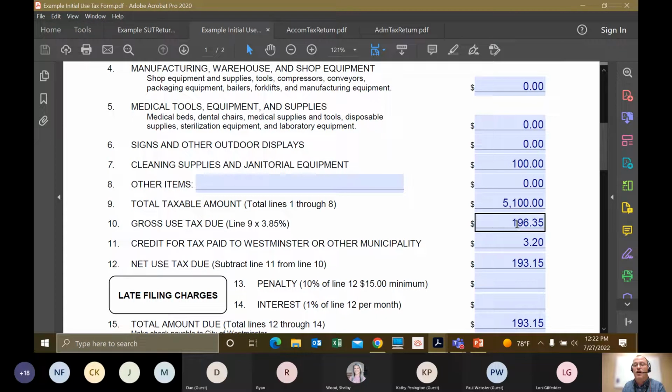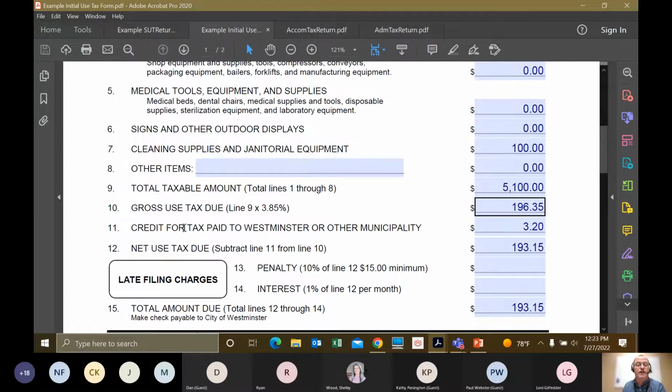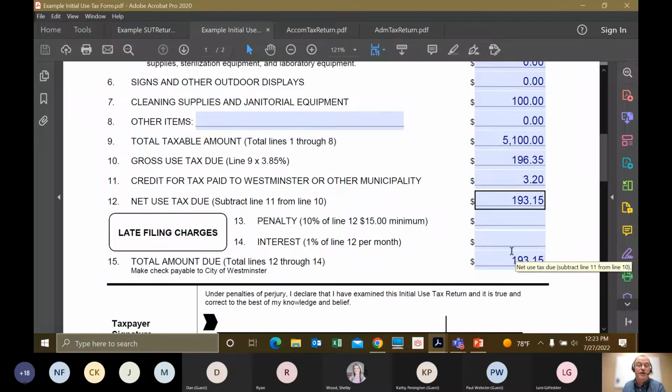So the total I owe on is $5,100 times 3.85%, which is a total of $196.35. But I'm going to take credit for what I paid in Arvada, and I can see on the receipt that I paid $3.20. I'm going to put that here, subtract it from the 196, and I really owe $193.15. I'm filing on time, so there's no penalty or interest. We can always waive penalty. If you're late with these, we will almost always waive penalty, but we cannot by law waive interest ever.